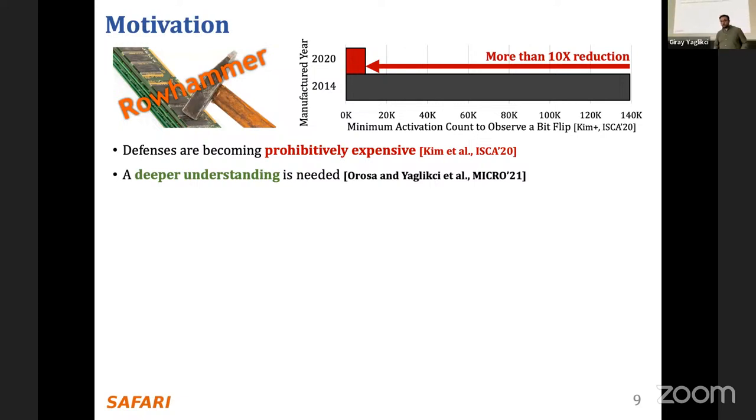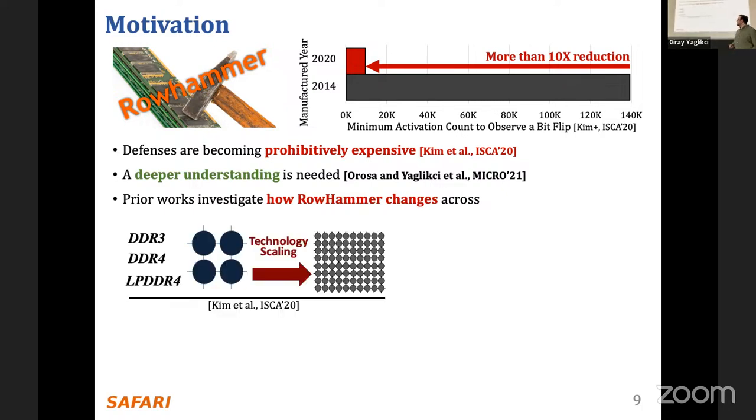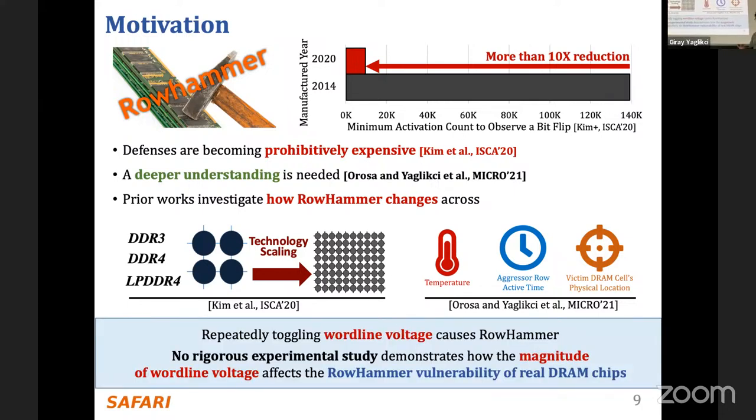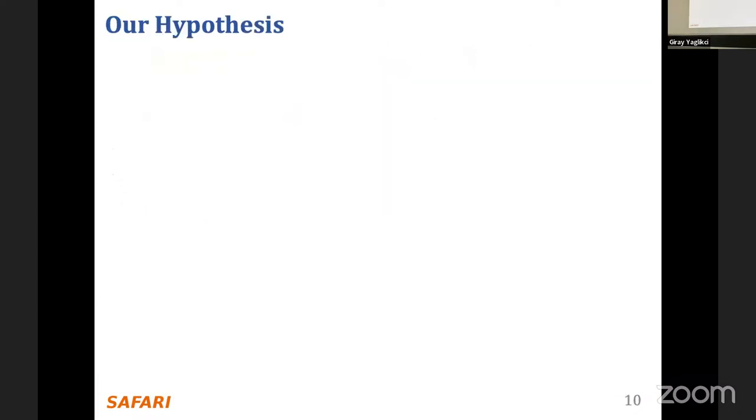So to solve this problem, we basically need a deeper understanding. The prior works already investigate several aspects of RowHammer that include the effect of technology scaling, temperature, active time, or at a higher level, access patterns, and the DRAM cell's physical location inside the DRAM chip. But although I showed a bit earlier that repeatedly toggling the wordline voltage causes RowHammer, there is no experimental study demonstrating how the magnitude of wordline voltage affects RowHammer vulnerability.